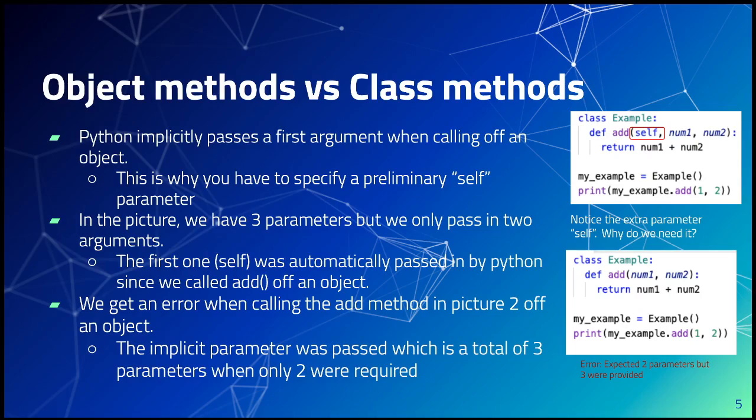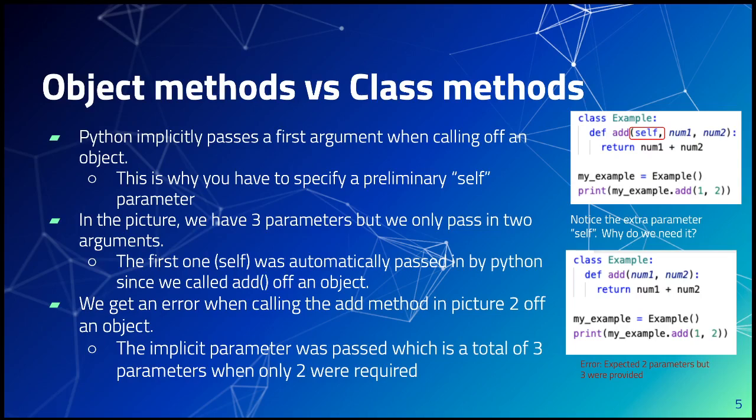So the first visual distinction we can make is that methods that are called off an object or an instance will always have an implicit parameter called self. Once again, it's just convention to call it self, but it's good practice. If you look at the two pictures, in the first picture we have an add function, which has the self keyword as the first parameter, and then it has two parameters, num1 and num2. And then we just return the sum of num1 and num2, quite expected.